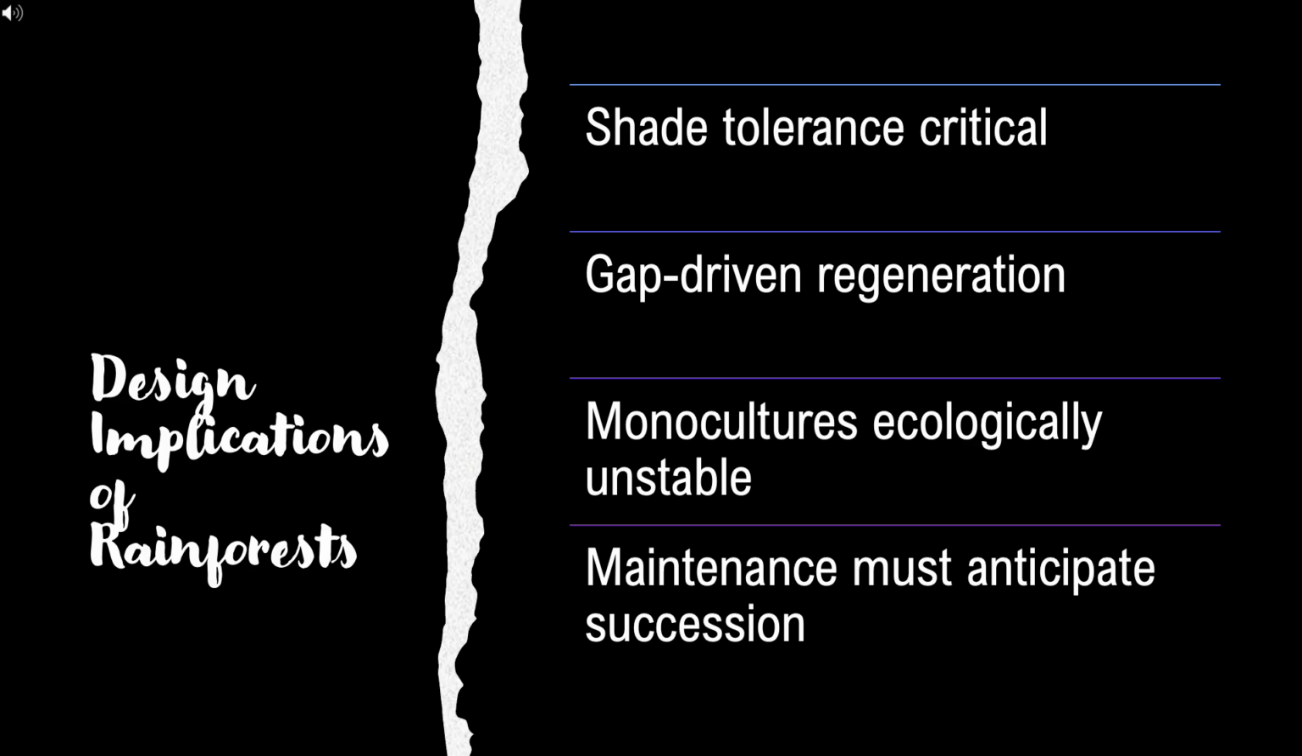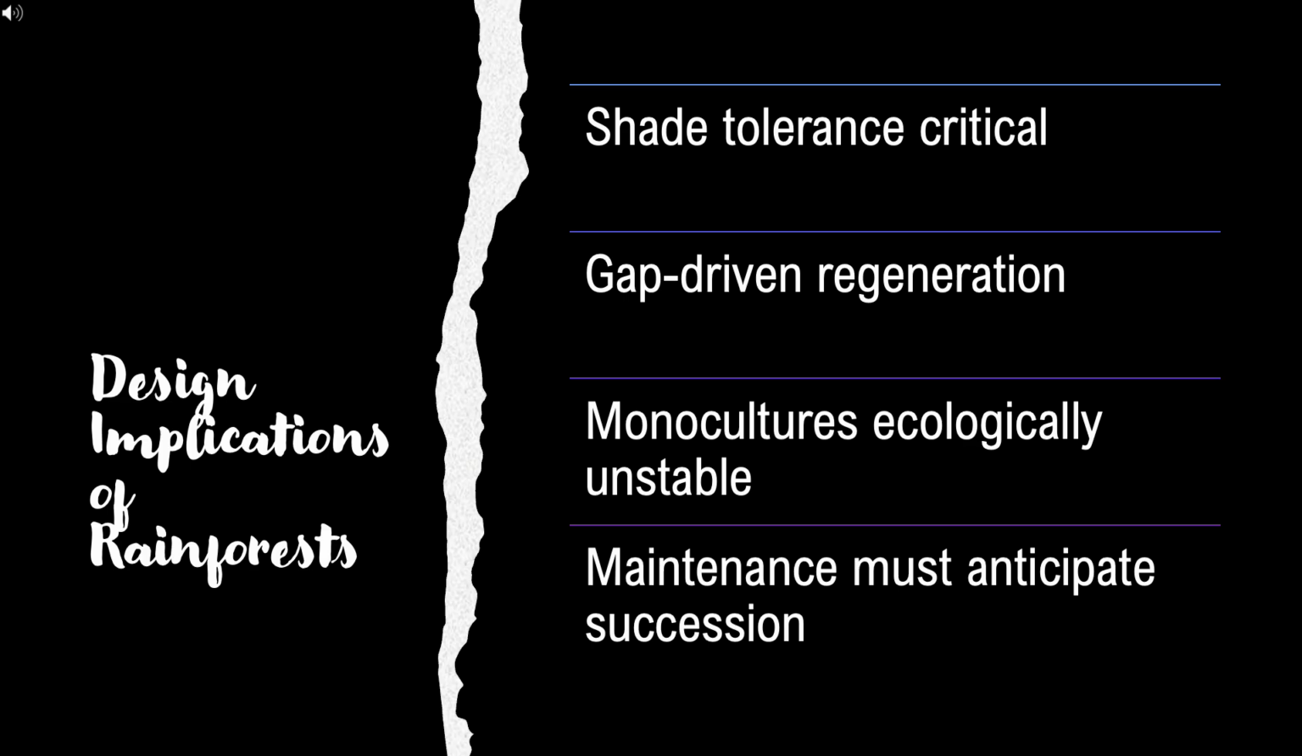Third, monocultures are ecologically unstable. If you plant 1,000 trees of a single species, you're creating a target for pest outbreaks, disease, and structural collapse. Diversity is not just aesthetically desirable, it's ecologically necessary.